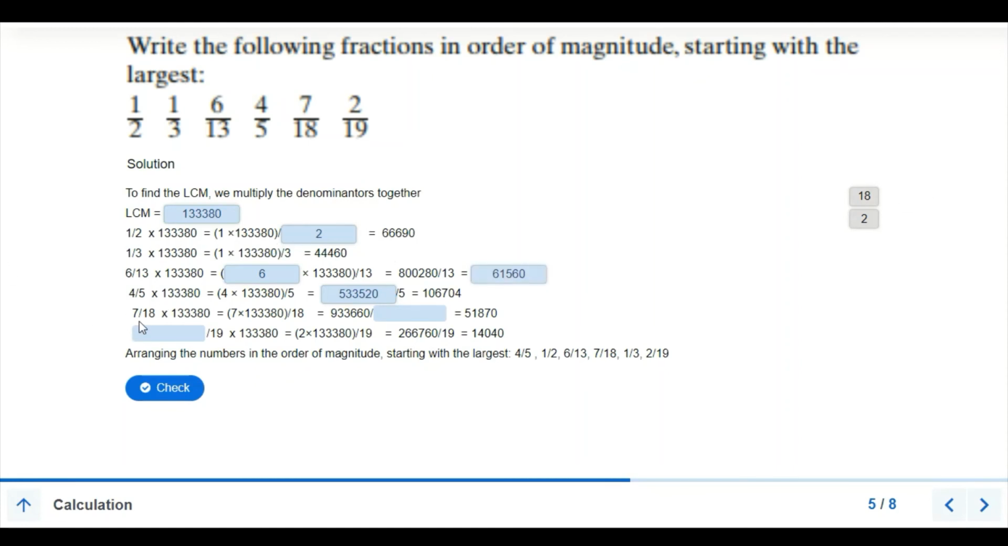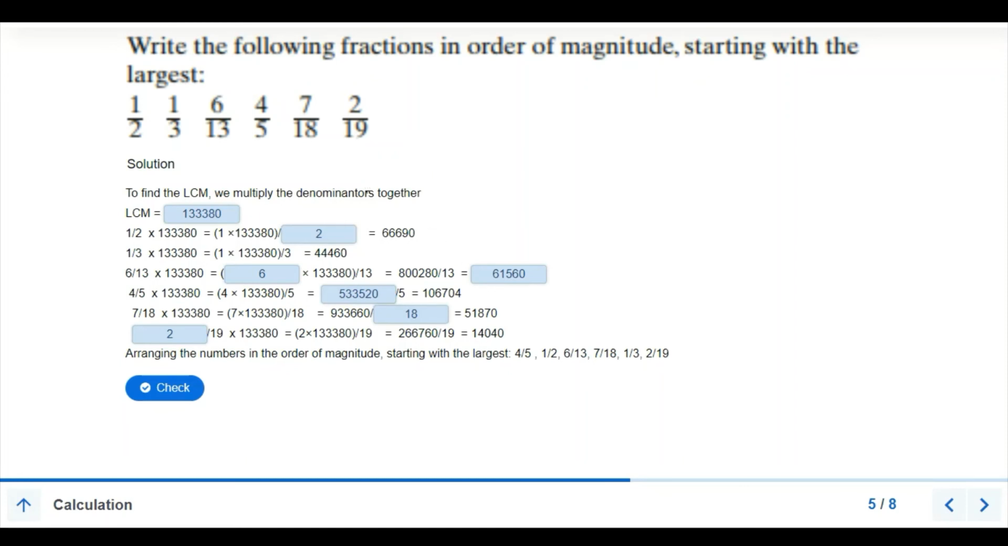Now we have 7 over 18 multiplied by 133,380. The answer should give us 933,660. And if we divide that by 18, we should have 51,870. Now, the last fraction here is 2 over 19. So I believe 2 is missing here. So if we have 2 over 19 multiplied by 133,380, which is the LCM, we have our final answer to be 14,040.